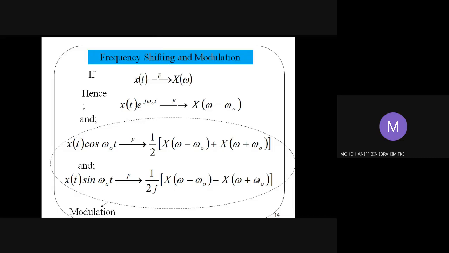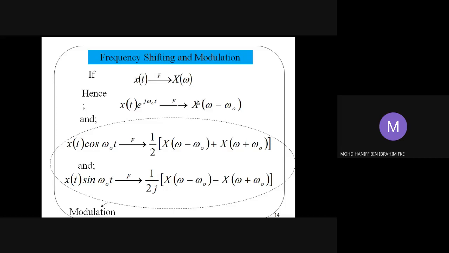Okay, so in these properties, if we have x(t), whose Fourier transform is X(omega). If x(t) is multiplied with the exponential term, exponential j omega naught t, we can see that its respective Fourier transform is simply a shift in the frequency value, in which we get X(omega minus omega naught). So this is what we call frequency shifting.